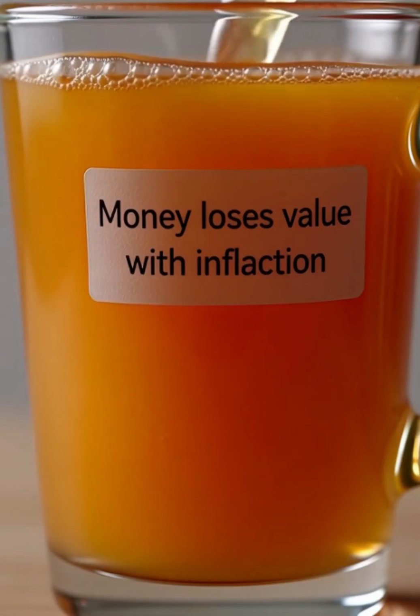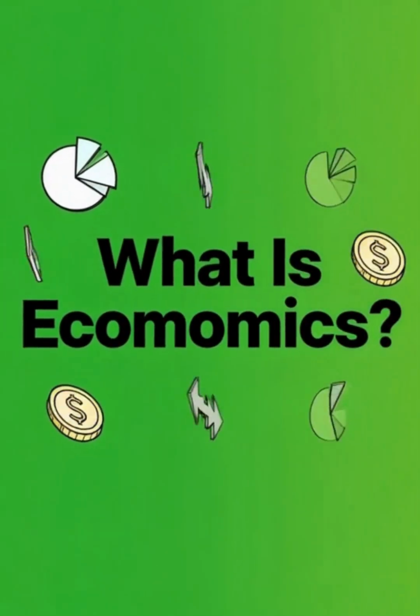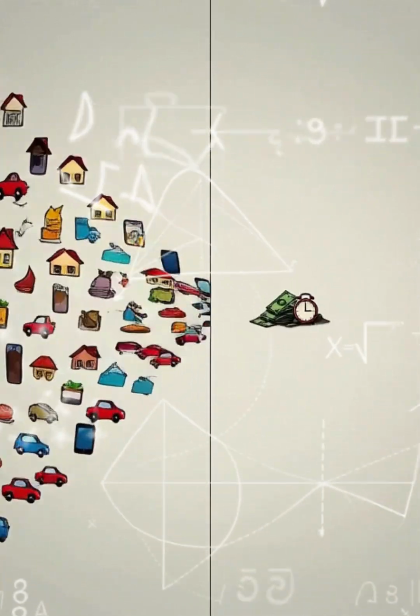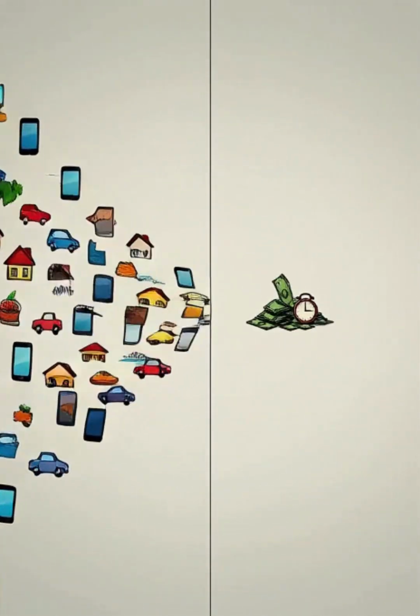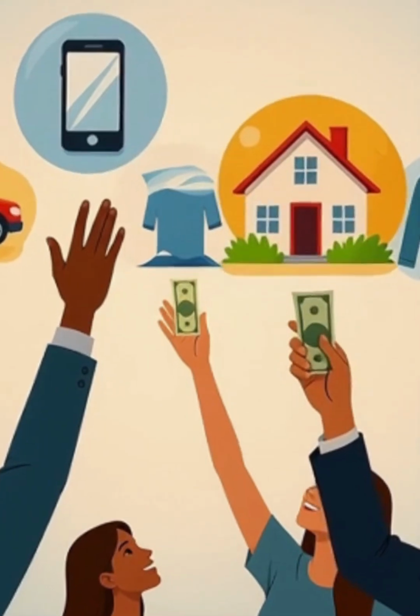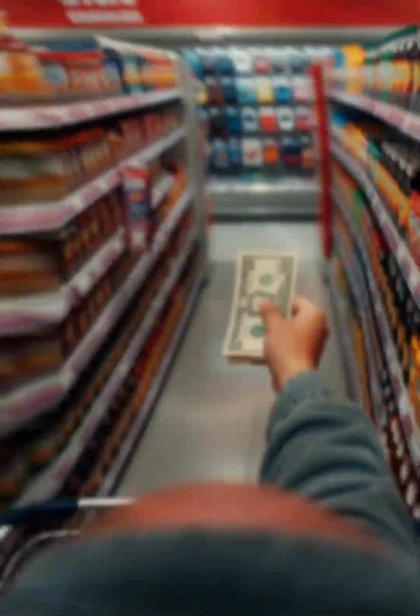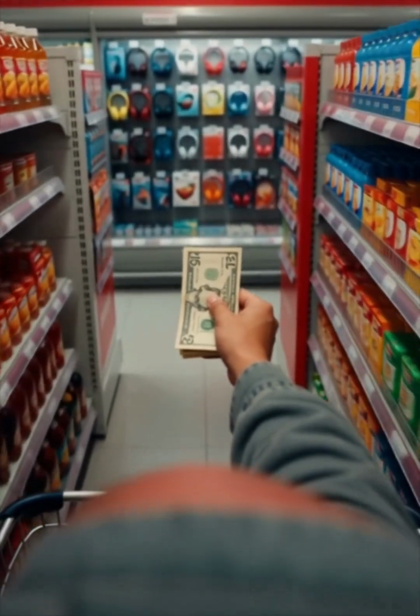So let's start with the simplest question. What is economics? Economics is basically the study of how humans use limited resources to satisfy unlimited wants. We want food, cars, houses, vacations, iPhones, but we don't have unlimited money. That's where economics comes in.